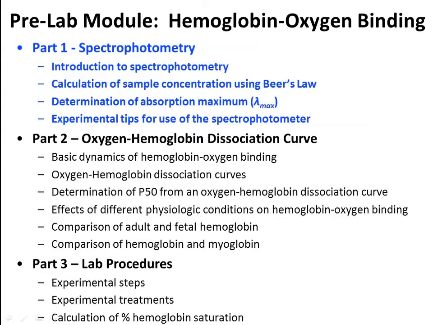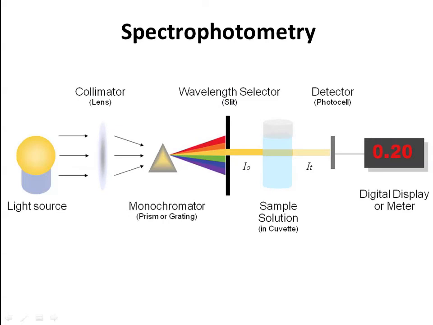You'll learn how to apply Beer's law to calculate the concentration of a solution from the absorbance that you'll measure using the spectrophotometer. You'll also learn about how to determine the absorption maximum for a solution. And we'll give a few experimental tips for using the spectrophotometer in the lab this week. This slide shows a schematic representation of a spectrophotometer.